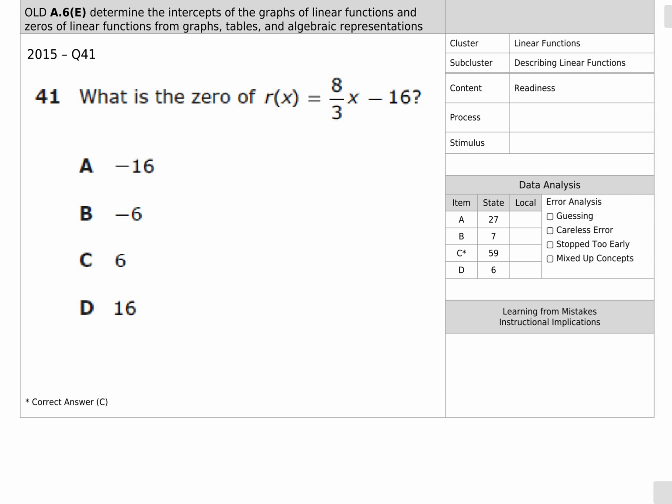This is another one where you had to know the vocabulary. 0, what is the 0? That's x-intercept. In order to find the x-intercept, you have to plug in a 0 for your y value. The reason why, if we have our graph, we don't want to go left and we don't want to go right. We want to be on the y.